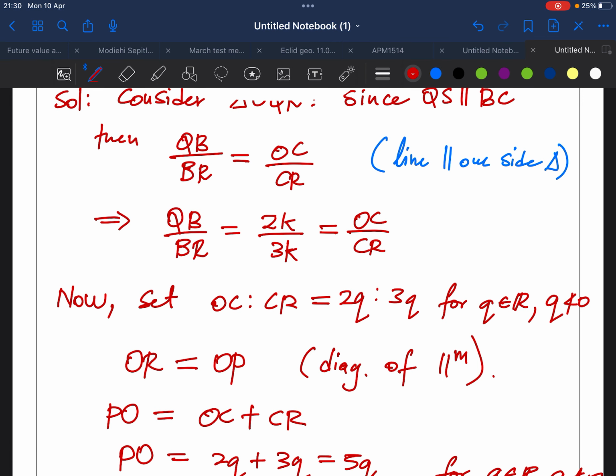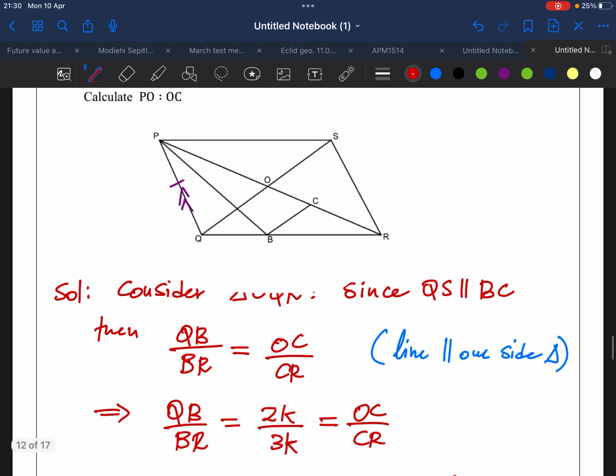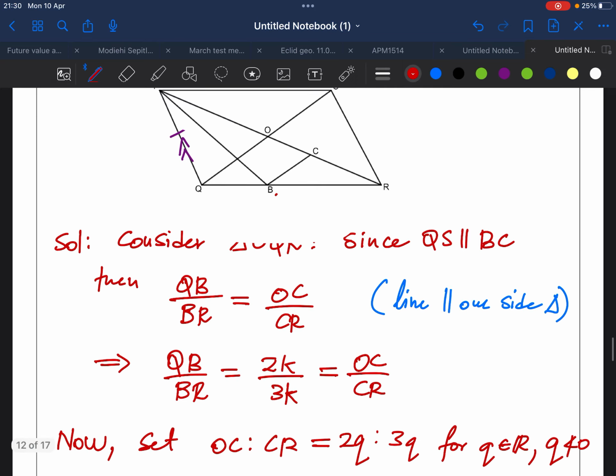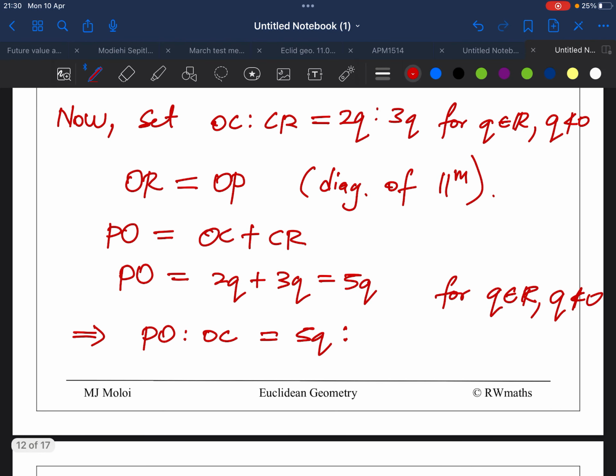What is OC? Let us check OC now. Remember we said QB there? So QB corresponds with OC, and BR corresponds with CR. So now OC will be 2Q, as given there.